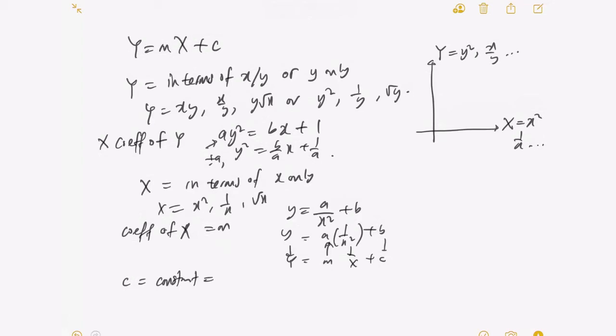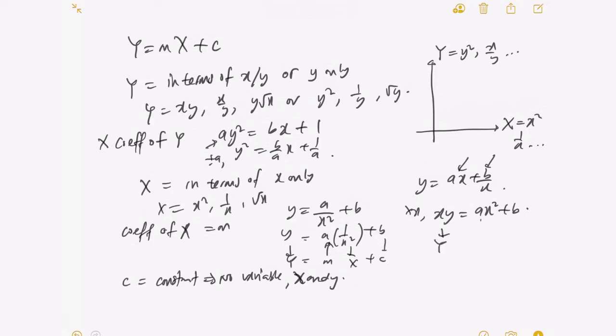Or I should say, no variable x and y. So for example, you may have y equals ax plus b over x. So you notice this is your mx and c. Let's say you cannot have a c with the x, so we have to multiply everybody by x. So xy is now ax squared plus b. Now this is your big Y, this is your gradient, the big X is x squared, and this will be your C, right? So these are some basic guidelines that we should know.